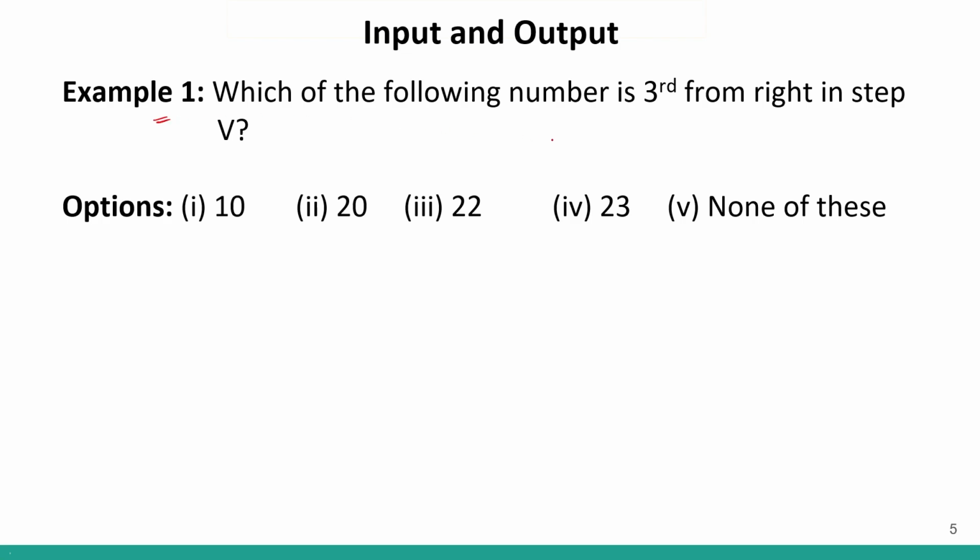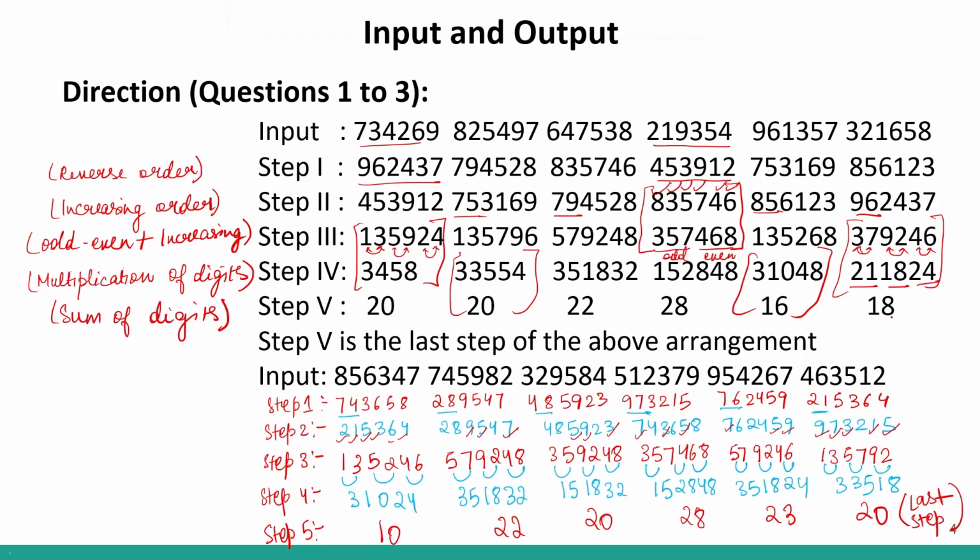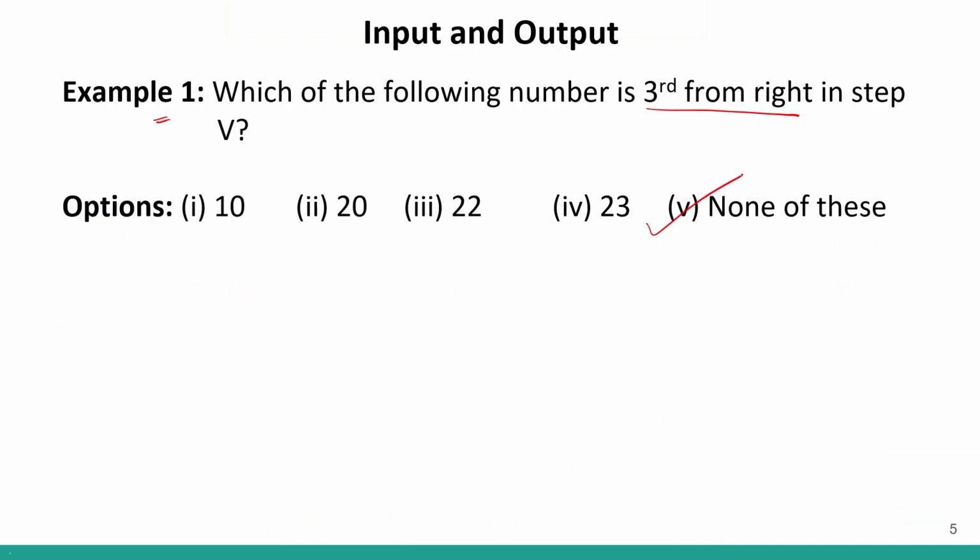Question number 1, which of the following number is third from right in step 5? So first we have to find out step 5 and then third from right. So going back to the arrangement, this is the right side and this is the left side. If I have to find out third from right in step 5, it will be 1, 2 and 3, which is 28. Coming to the options, we have option number 5, none of these, because the answer is 28. That will be my answer.